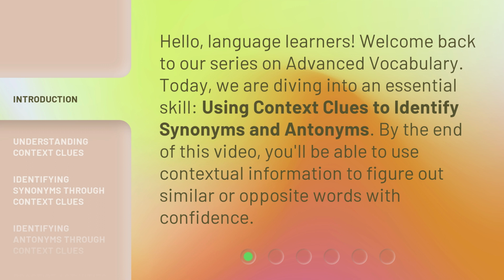Today, we are diving into an essential skill: using context clues to identify synonyms and antonyms. By the end of this video, you'll be able to use contextual information to figure out similar or opposite words with confidence.